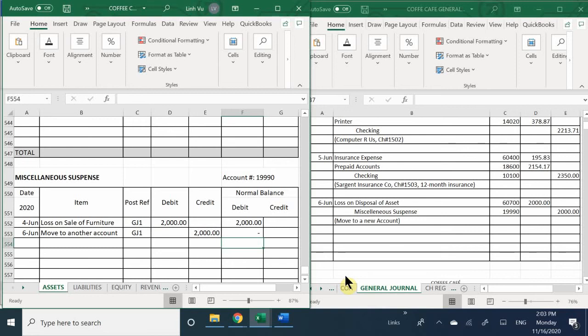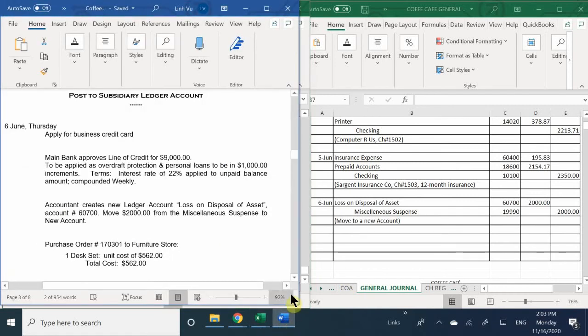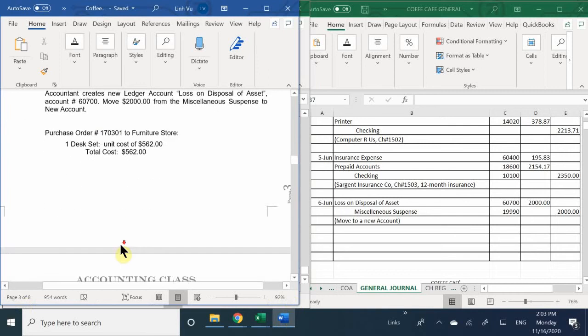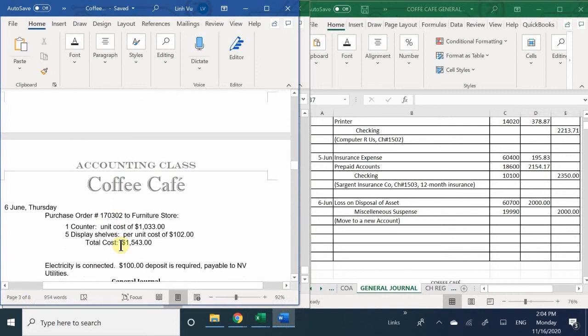This is an internal transaction, meaning it only affects my company's books. I did not deal with any people in regards to this transaction. So therefore, I do not need to update my subsidiary ledger. I only need to update my regular ledger. Okay, so good. Now that we are completely done with that one, what has happened next?